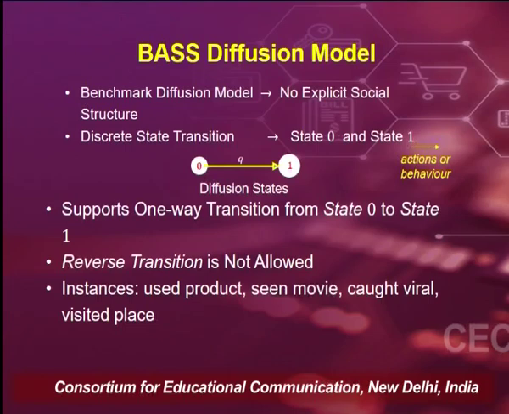Now let's see one benchmark model of diffusion, which is called the BASS model. It has two states, as you can see, marked as 0 and 1, or you can say non-visited and visited. Let me take some quick examples, like I have used a product and I have not yet used a product. If I have not used a product, I am not in a position to comment on its usability or performance. So at present I will be in state 0.